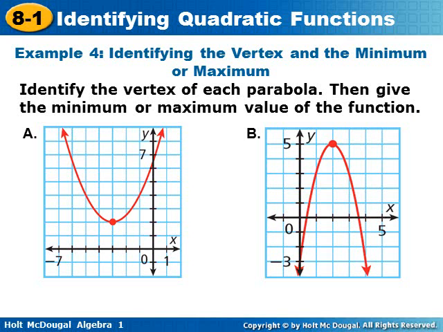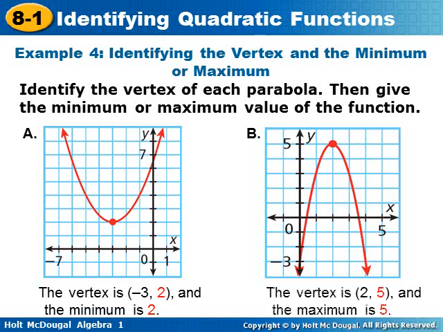Identify the vertex of each parabola, then give the minimum or maximum value of the function. So for a, the vertex is negative 3, 2. It's at the bottom because the parabola is smiling, so it's a minimum point, and it's equal to the y value of the minimum point, which would be 2. For b, the parabola is opening downward, or frowning, so the vertex is going to be the maximum point at the very top. This vertex is 2, 5, so the maximum is 5, the y value of the vertex.